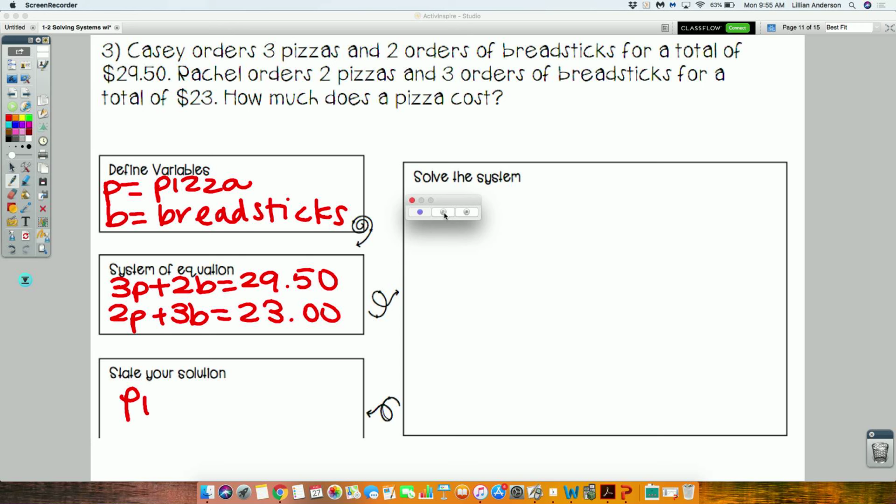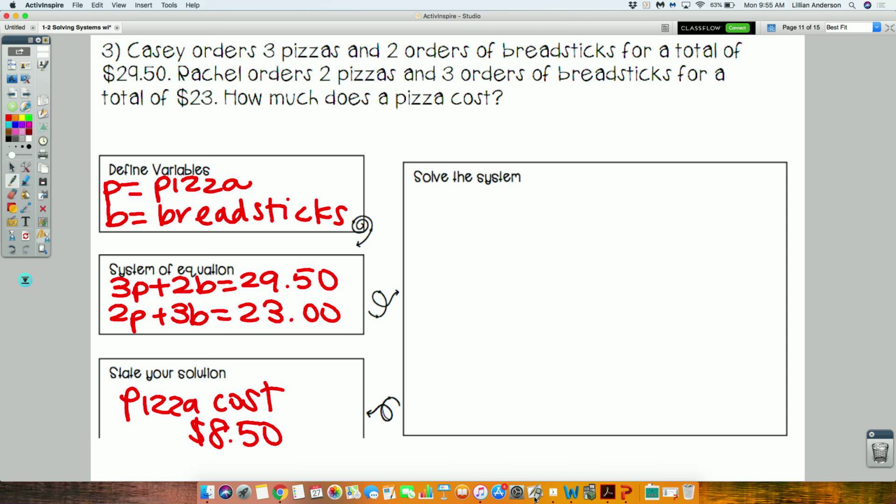She got that pizza cost $8.50. Can you talk us through how you got that? Okay. You multiply the top equation by 2 and the bottom equation by -3, to eliminate P. Okay. So go ahead.